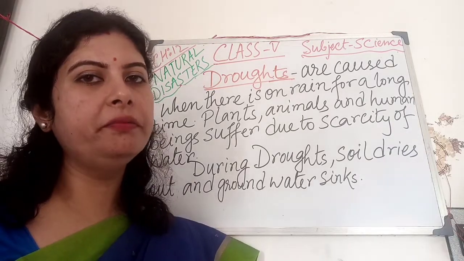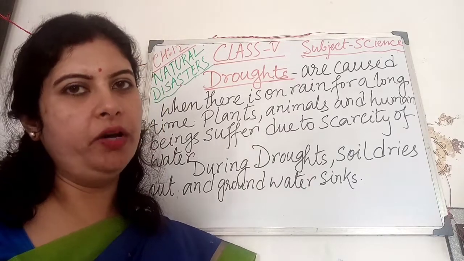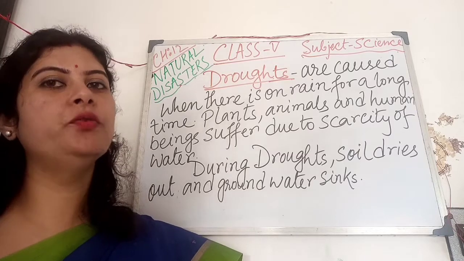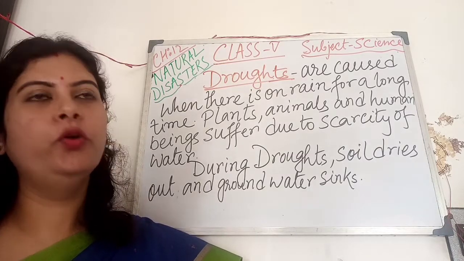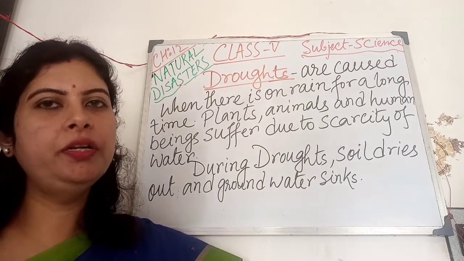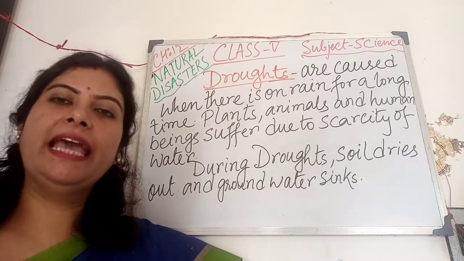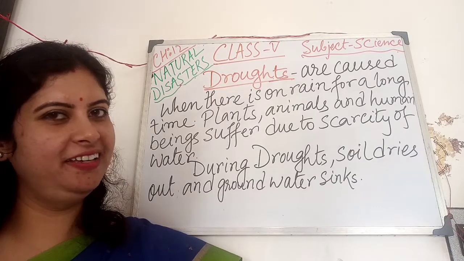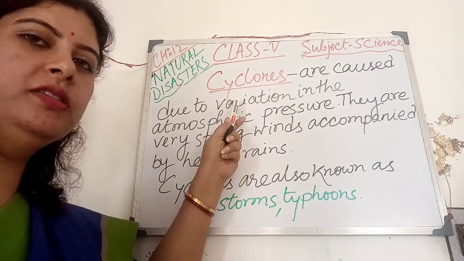Now, what precautions should be taken to reduce it? Number one, we should grow more trees. The trees will increase the moisture in the air, which helps in bringing rains. We should have water reservoirs. Their water can be used in times of droughts. Clear? Now the last topic is cyclones.